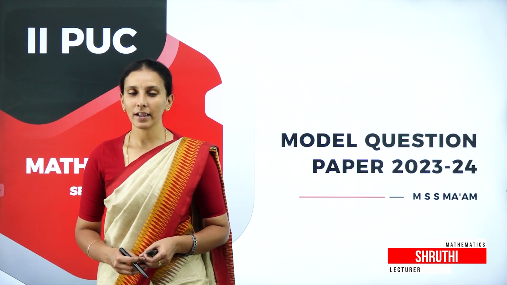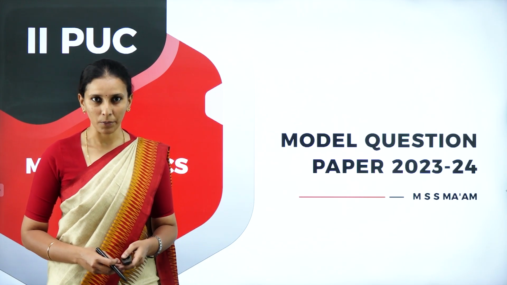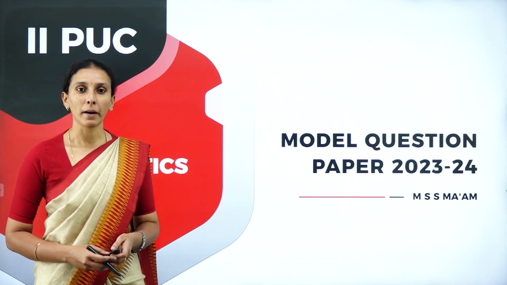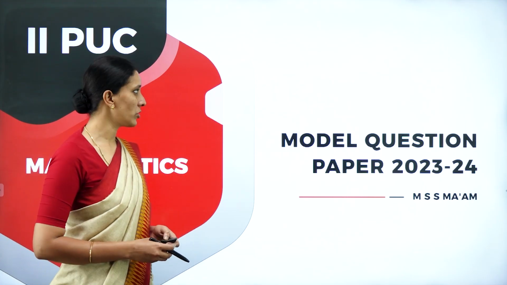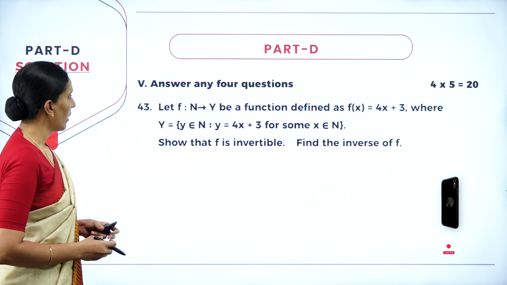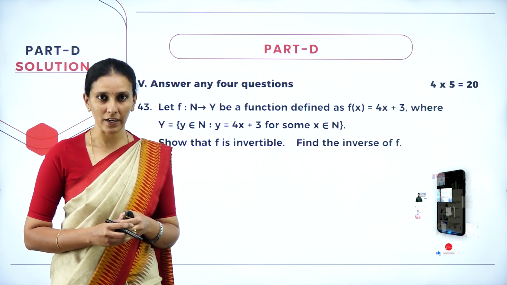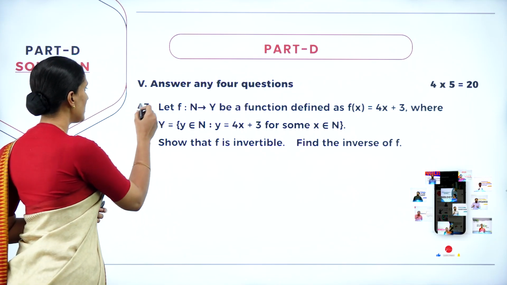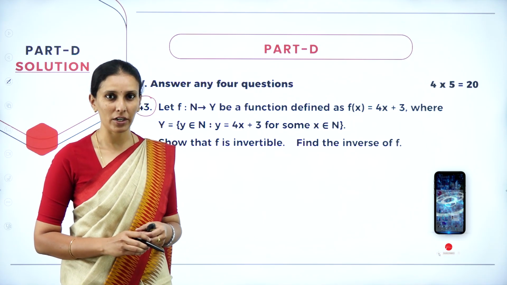So we were discussing the model question paper of 2nd PUC prescribed by the Karnataka board. In this session, we'll take up part D and part E section. So let's look at the first question in part D. Question number 43 will always be from the chapter Relations and Functions. Basically, this is a question on invertible function or bijective function.